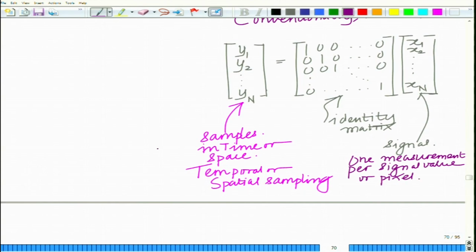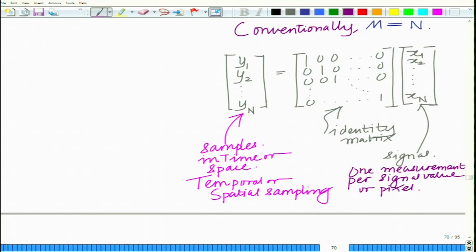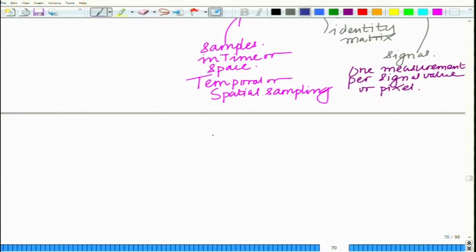Now, to uniquely determine the signal with n samples, we need at least m greater than or equal to n. We can choose m equal to n. However, consider the following thing. Let us take a simple example. Consider a typical image, for instance.